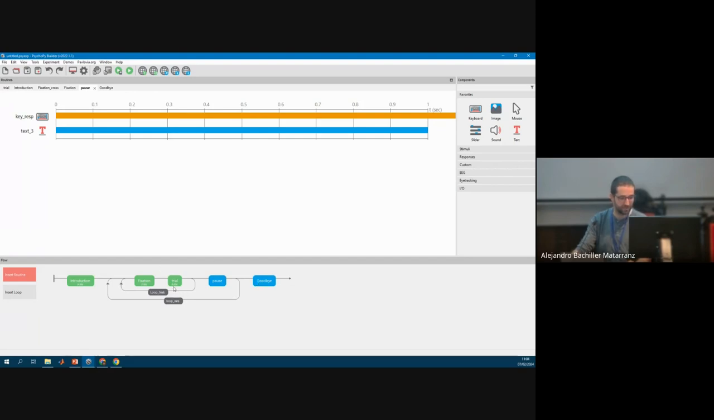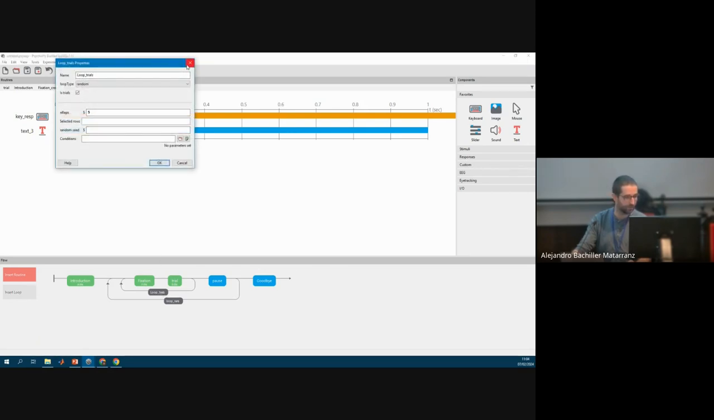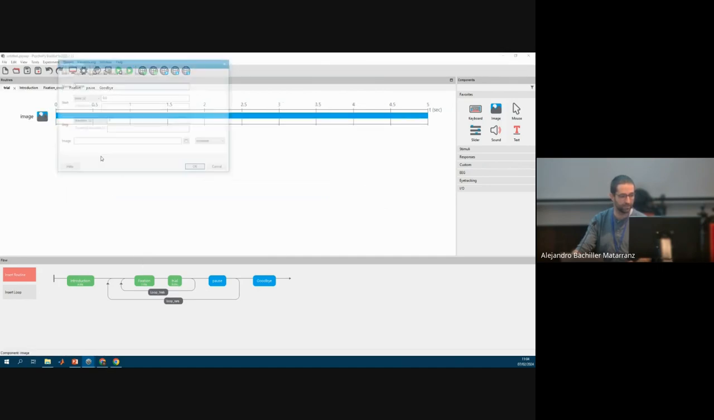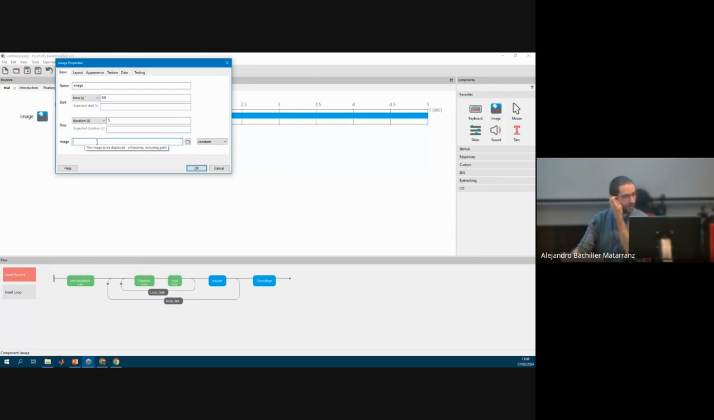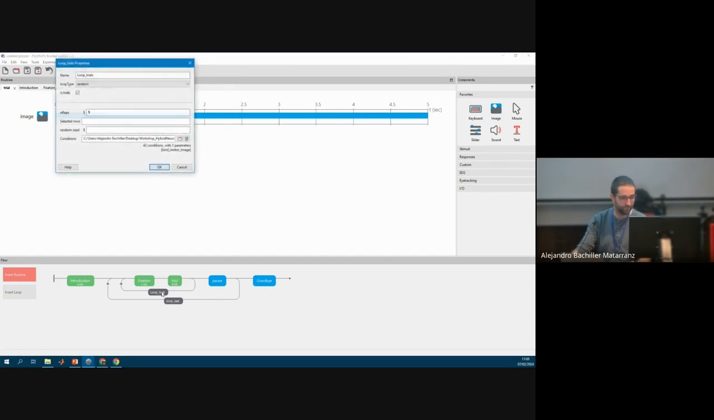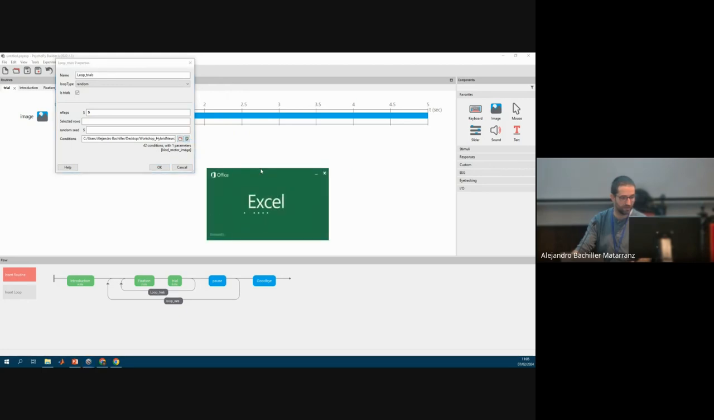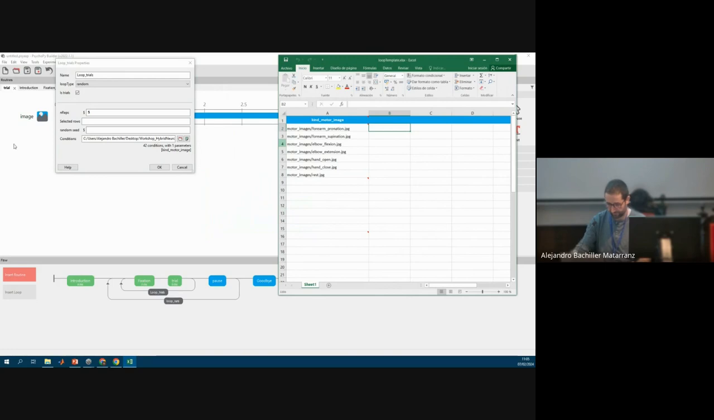This is more or less all okay, but here we have select loop trials. We have selected the Excel file, but this image is still empty. How can we select here the image? It's necessary to go to the Excel file. At this variable, I created this variable, kind_motor_image.